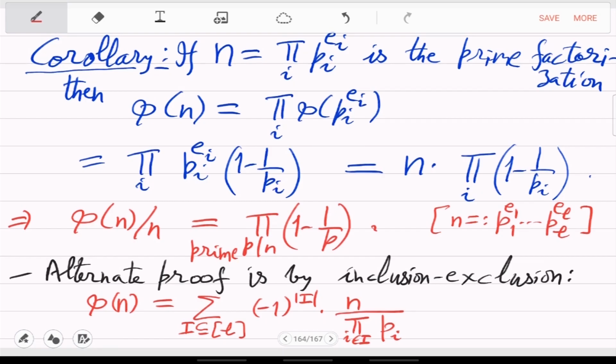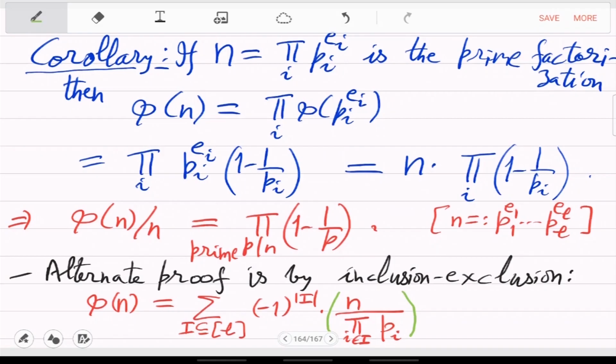And what is the interpretation of this summand? What is this summand doing, without the sign? What is n by p1, for example? Yes, n by p1 counts those numbers which share p1 as a factor. But the problem is it may share many other things. But it definitely shares p1. So that number is n by p1, which is why you need inclusion exclusion.